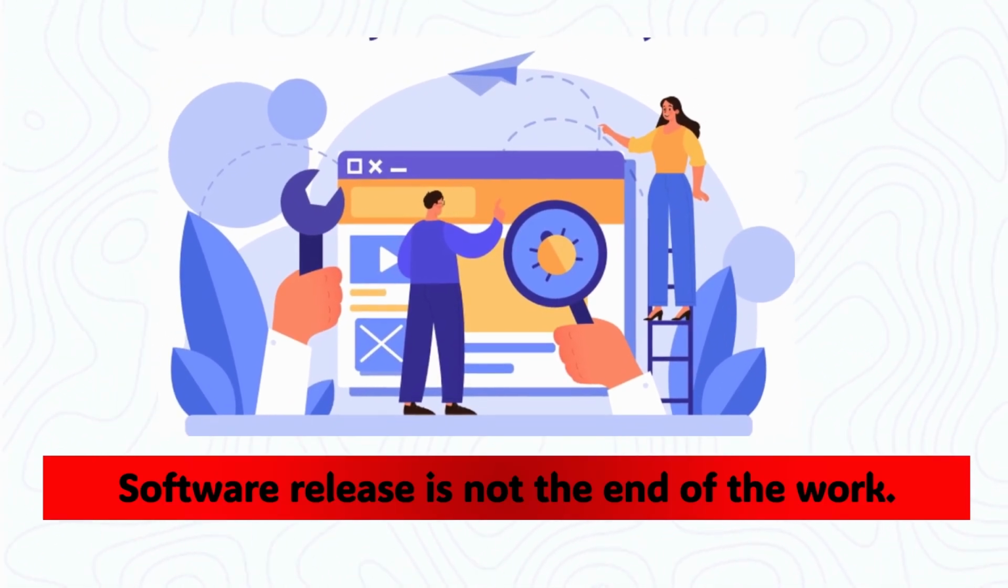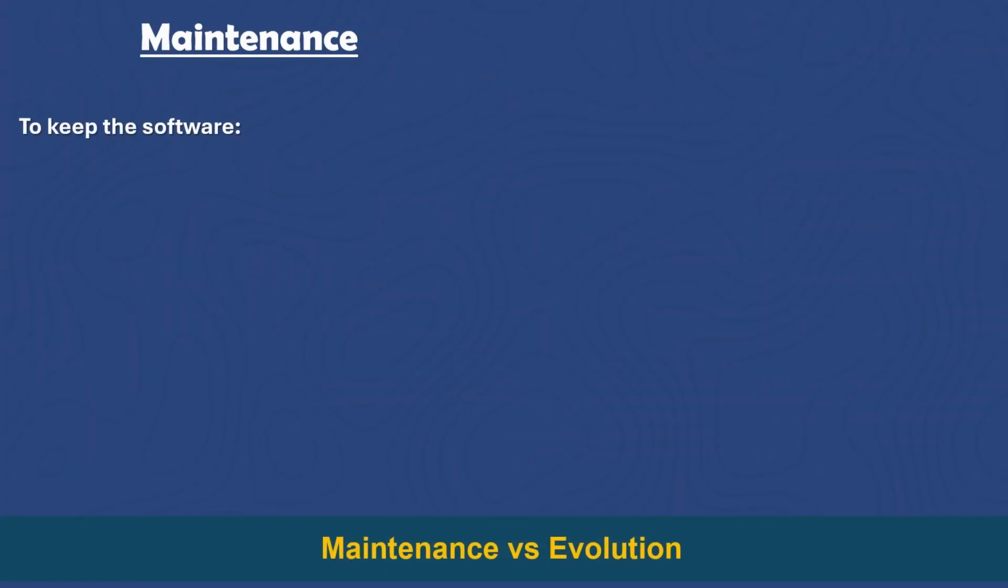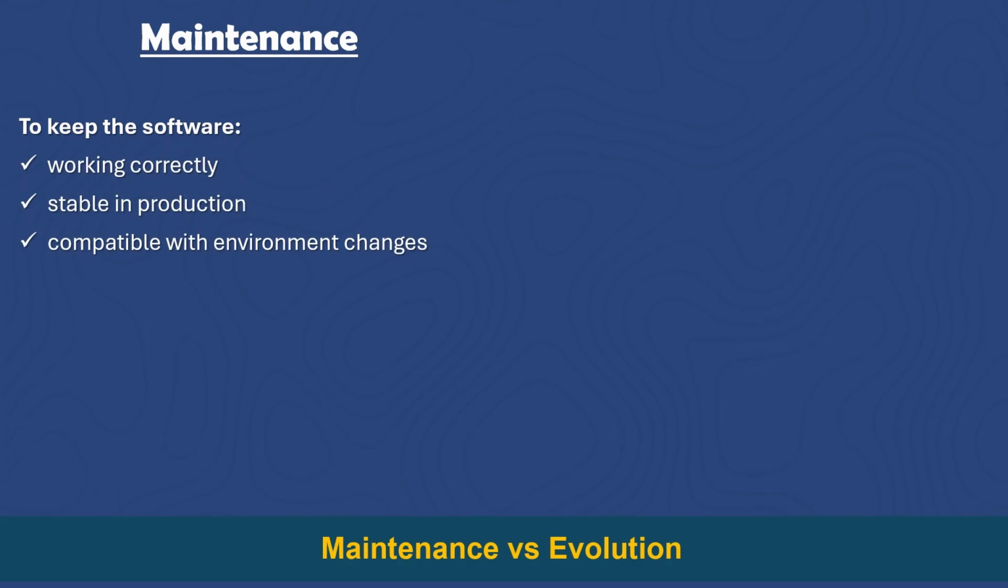After delivery, all activities are divided into two major categories: software maintenance and software evolution. All support activities carried out after the delivery of software are called maintenance, to keep the software working correctly, stable in production, and compatible with environment changes. There are several types of maintenance. The first one is corrective maintenance, which means fixing bugs after the release. An example is an app crashing when the user uploads a large image, which leads to a bug fix patch being released.